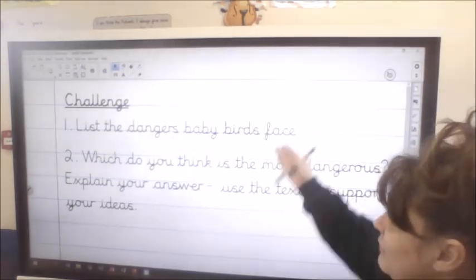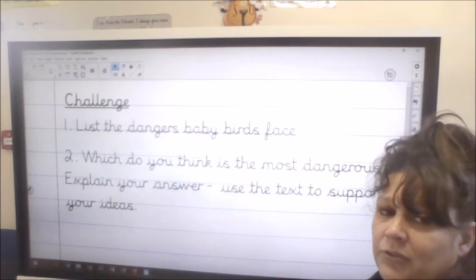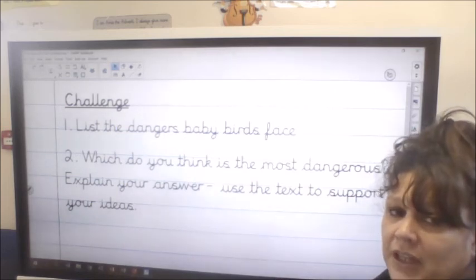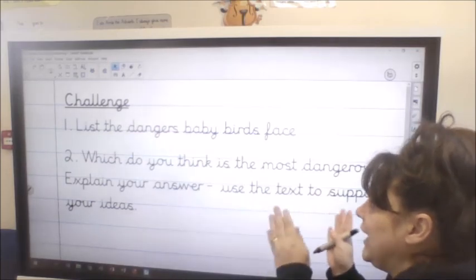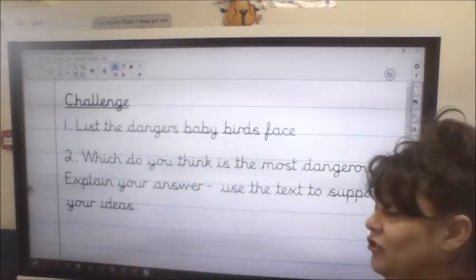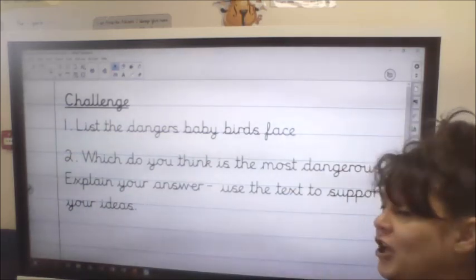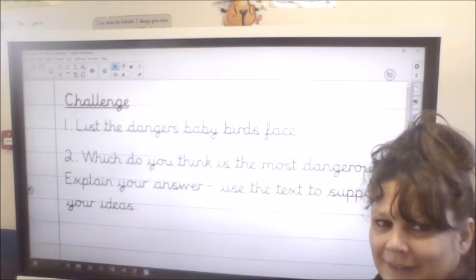So you have a little look. What are the dangers that the RSPB tell us the little baby birds face? And then which do you think is the most dangerous? And you need to be using the text to convince me, okay, to support your answer.